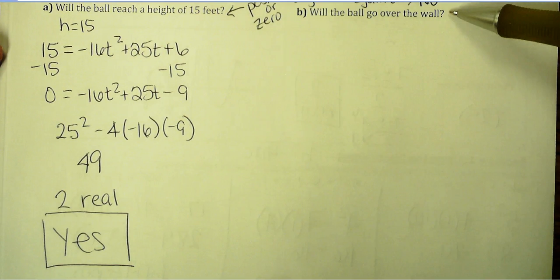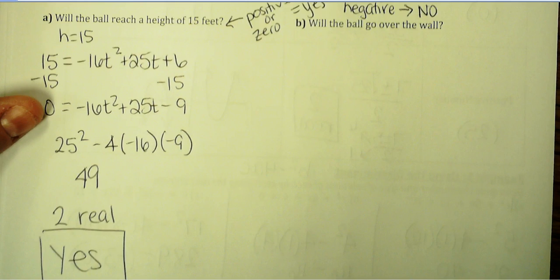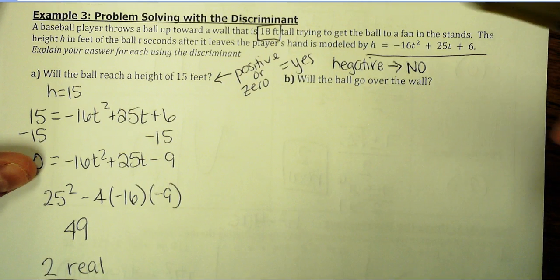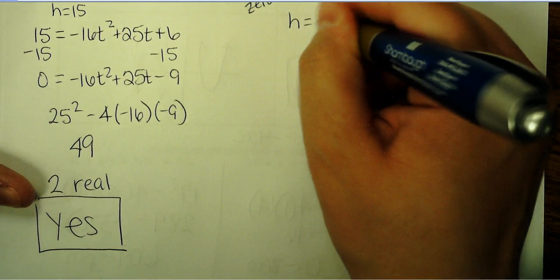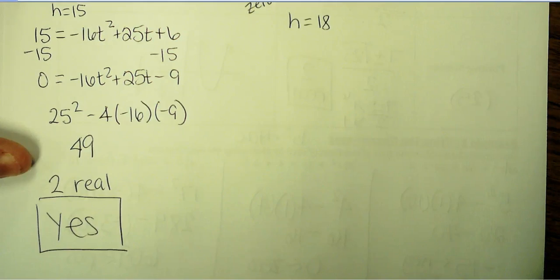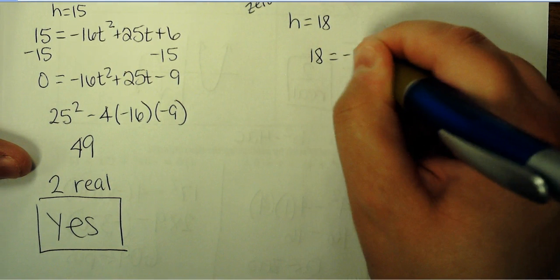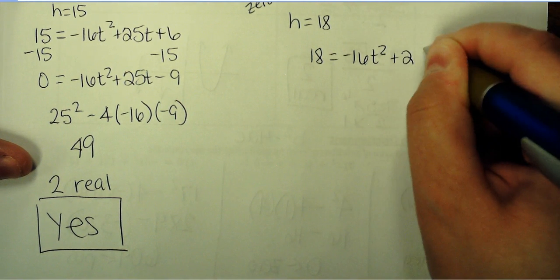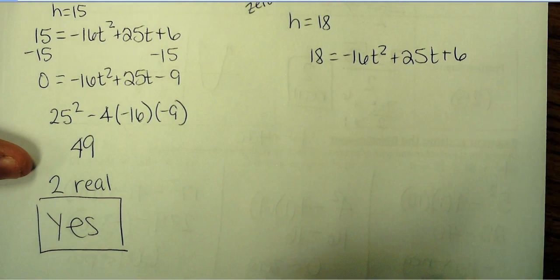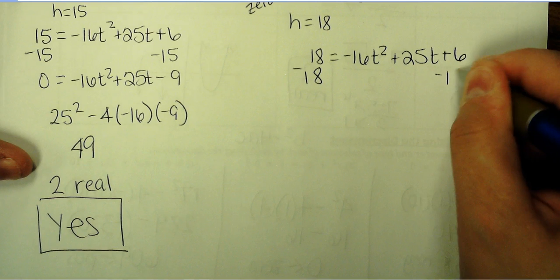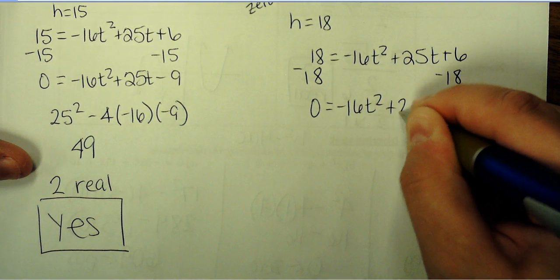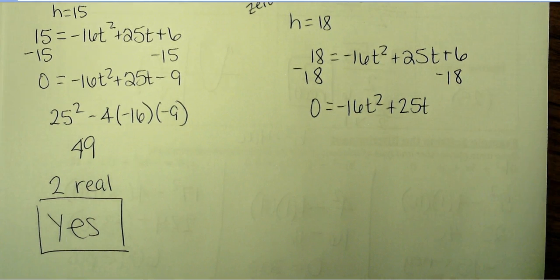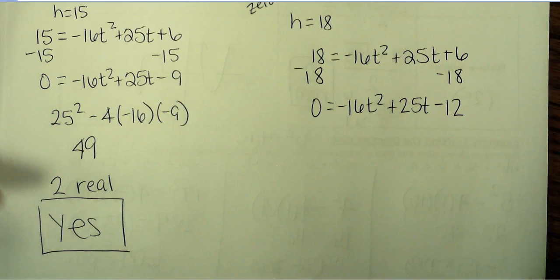Now, this says, will the ball go over the wall? Let me slide this back down for a second. If you remember back in the directions, it said the wall was 18 feet. So we're going to answer the same question, but this time we substitute in 18 for the height. It would look like this with the 18 plugged in. And remember, I'm not asking you at what time this happens, for that we would use the quadratic formula. I'm asking you, is this possible? So we're checking to see, with this being negative 12, does this have real solutions?